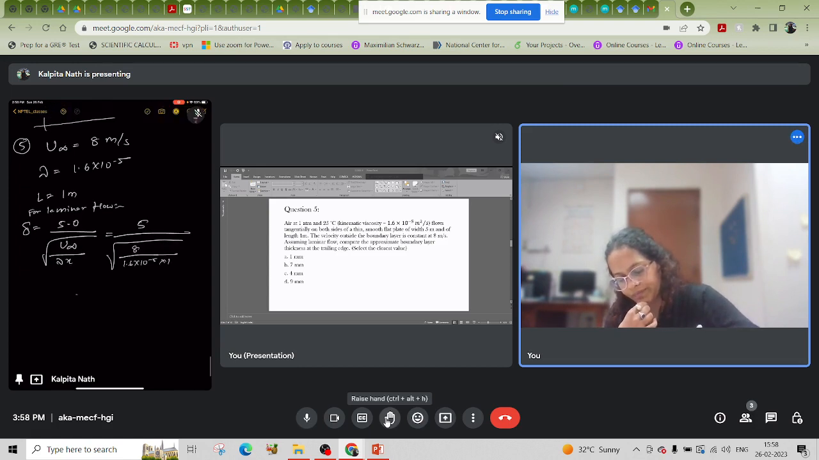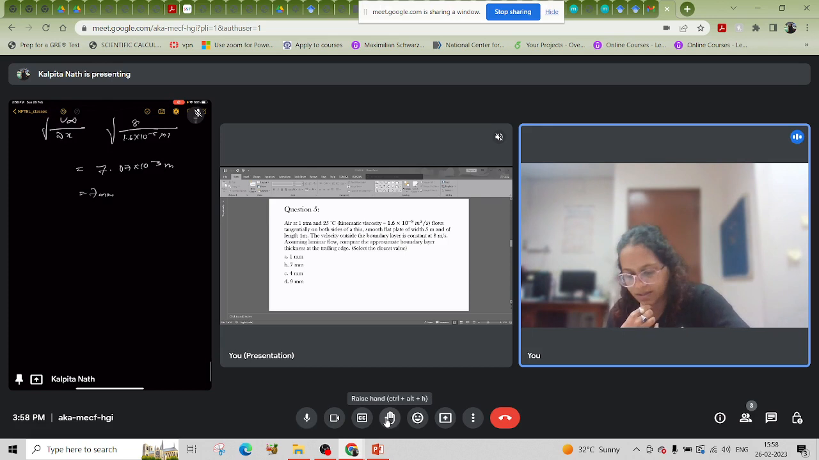Into 1. So this becomes 7.07 into 10 to the power minus 3 meter. So this is 7 mm. So what is the answer? Answer is B.